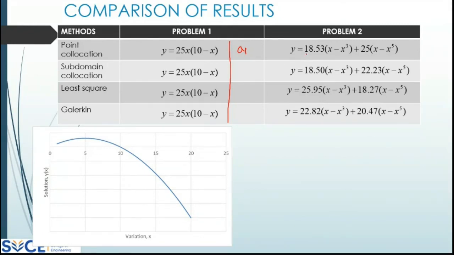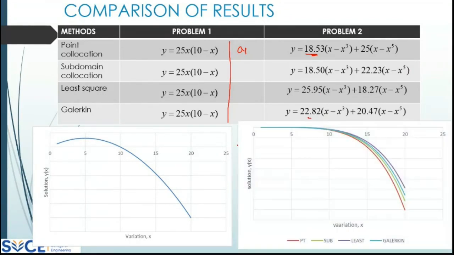At the beginning it is 18, and slowly it is increasing. There is a lot of difference with respect to these, and you can see that this is more approximate. When I plot it, your graph will look something like this. This is my point collocation. Point collocation, subdomain collocation, and least square are very less, so Galerkin is in between.